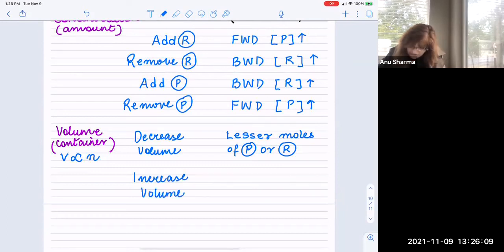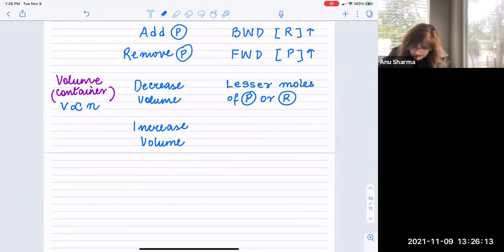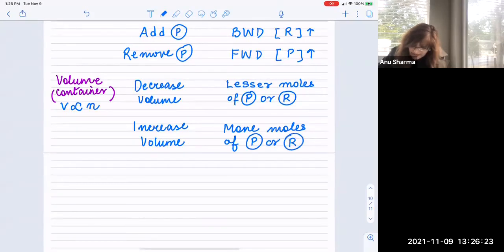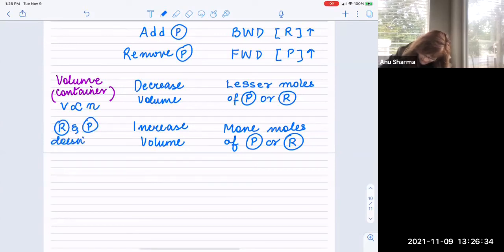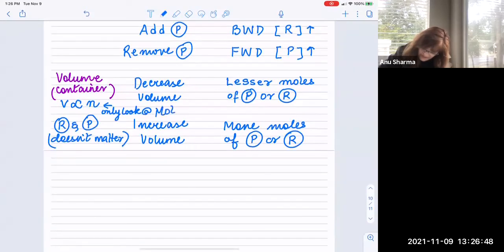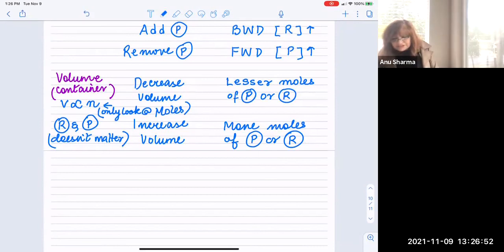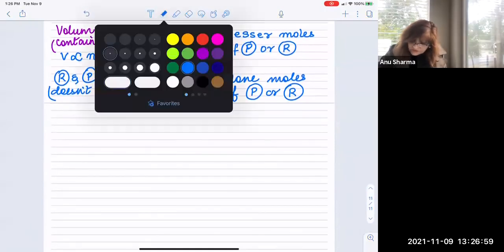Or you increase the volume. When you increase the volume, it's going to expand. Then the system moves in the direction where there are more moles, of products or reactants. It doesn't matter, reactants and products don't matter, so we just look at the moles. Whichever side has more moles, the volume will increase on that side. Whenever there are fewer moles, the volume decreases on that side. Okay, so that's one thing, the effect of volume.